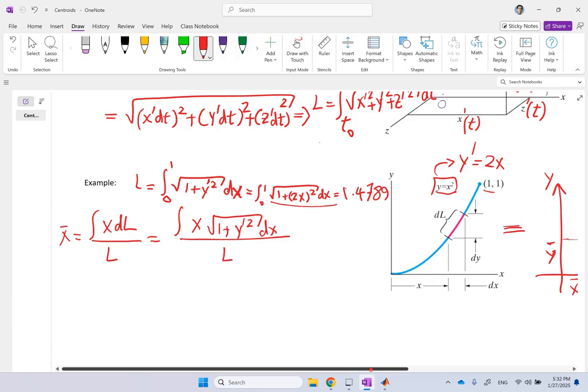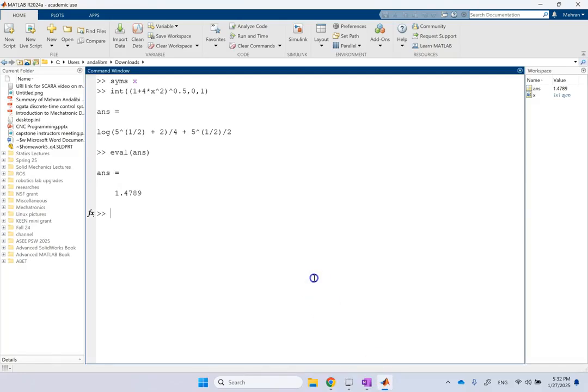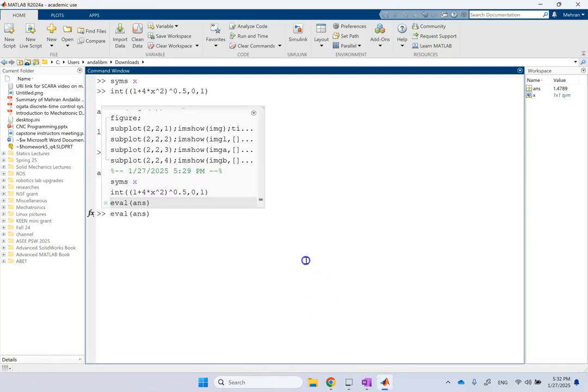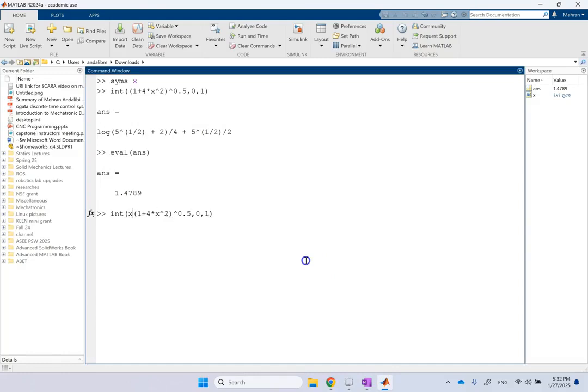For this y prime, let me directly just plug it in. So it's going to be 4x squared. This time you have to calculate this integral, and you can replace what is under the square root with u. The rest of it is going to be related to du. So this is going to be a little bit better this time. And again, I can use MATLAB. The limits are still 0 and 1. So this time I'm going to calculate this integral, but multiplied by x.